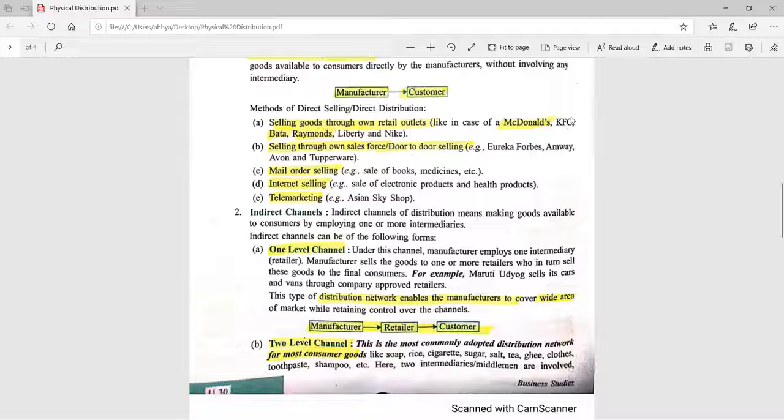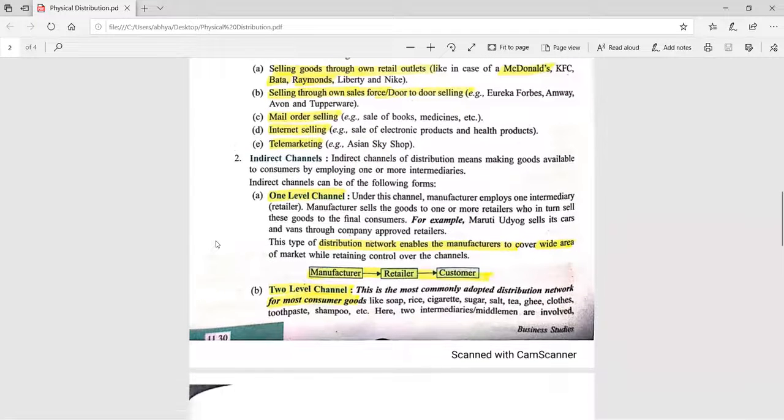Okay, so the second type of channel is the indirect channel. Direct means the manufacturer is directly contacting the customer, and indirect means the manufacturer is not directly contacting the customer. There is a chain of middlemen between the manufacturer and the consumers. This topic is very easy because you have already done this topic in 11th class. So what is that chain?